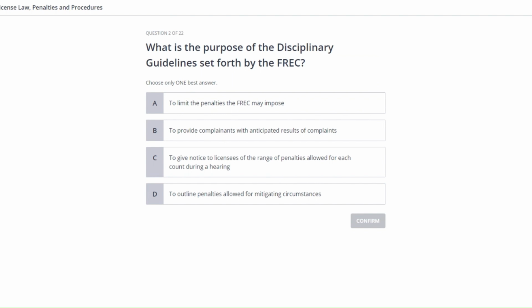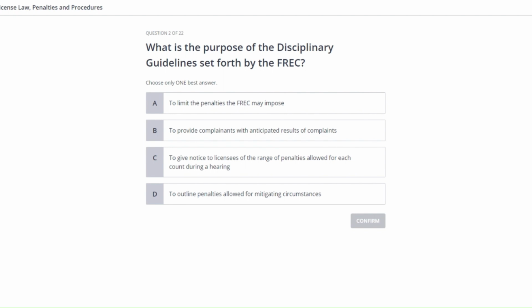Take your time to carefully consider the question. Think about what the purpose of the disciplinary guidelines is, as set forth by the FREC. When you're ready, make your selection. I hope you have made your selection. Now, let's reveal the correct answer together.